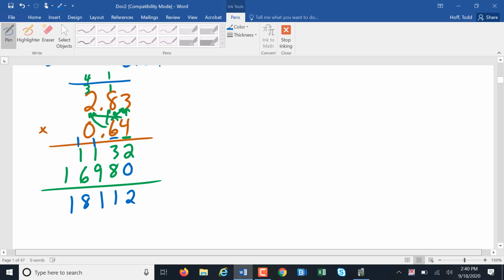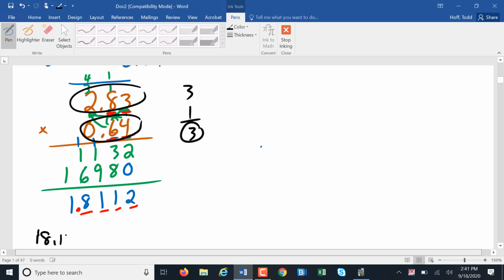Now, where do we put the decimal point here? Right there, between the 1 and the 8. And of course, the reason why, what we've been taught, is you have to count 1, 2, 3, 4 total decimal places in the problem. You start at the end, count backwards, 1, 2, 3, 4 decimal places in our answer. Also, if you look at it, this is about 3, that's about 1. 3 times 1 is 3. We're expecting an answer close to 3. Well, 18.112 wouldn't make any sense, and 0.18112 would not make any sense. So that's the only place that really makes sense to put that decimal point.